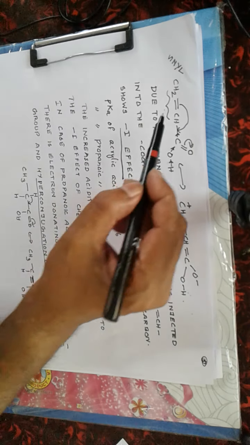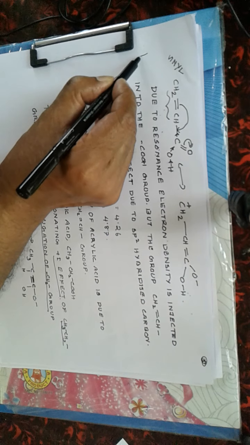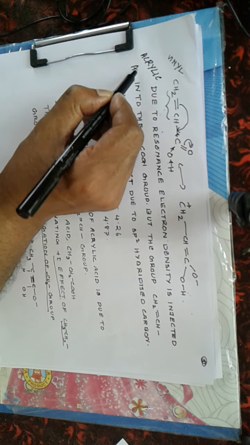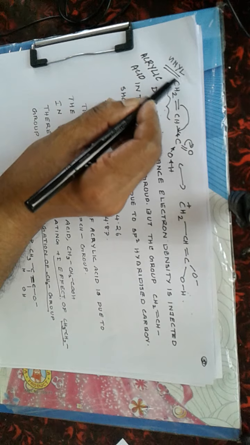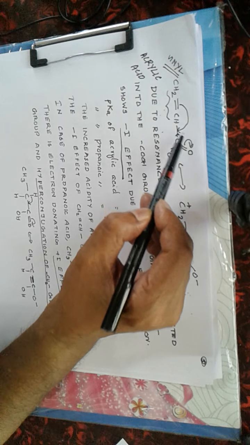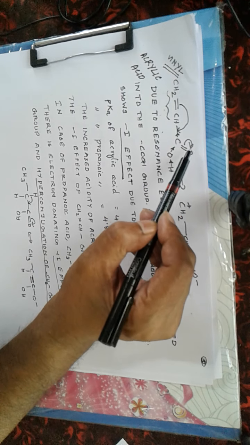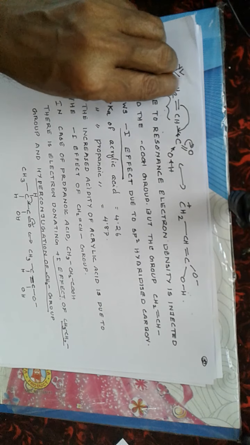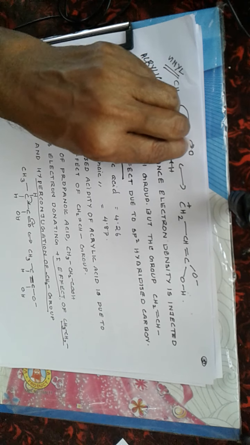Now consider this acid. It's called acrylic acid. Now it contains a vinyl group, CH2 double bond CH. There is resonance. This bond shifts its direction and this bond shifts in the direction of the oxygen atom, giving a positive charge here and O negative here. So we say due to resonance, electron density is injected into the carboxylic acid group. So it is an electron donating group, and hence there should be a decrease in pK.